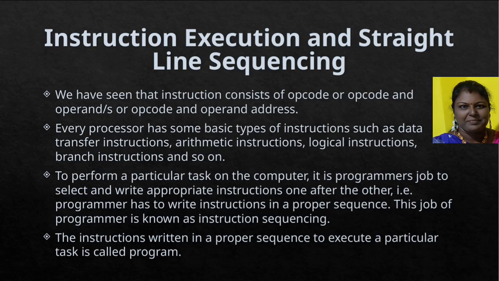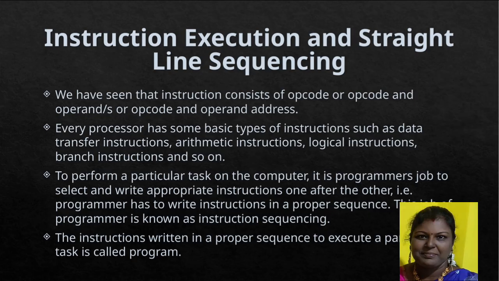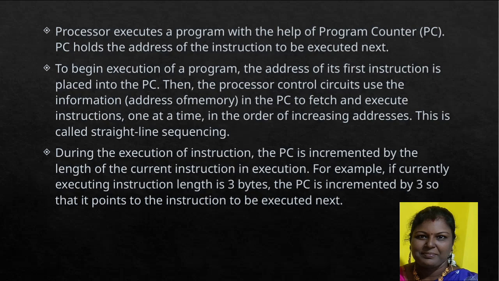This slide introduces how instructions execute in a straight-line sequence. When a processor runs a program, it relies on something called the program counter, or PC. The PC holds the address of the next instruction to execute. At the start, the PC is loaded with the address of the program's first instruction. From there, the processor fetches and executes instructions one by one, moving through memory in order. This process is called straight-line sequencing. After each instruction runs, the PC advances by the instruction's length, so it always points to what comes next.